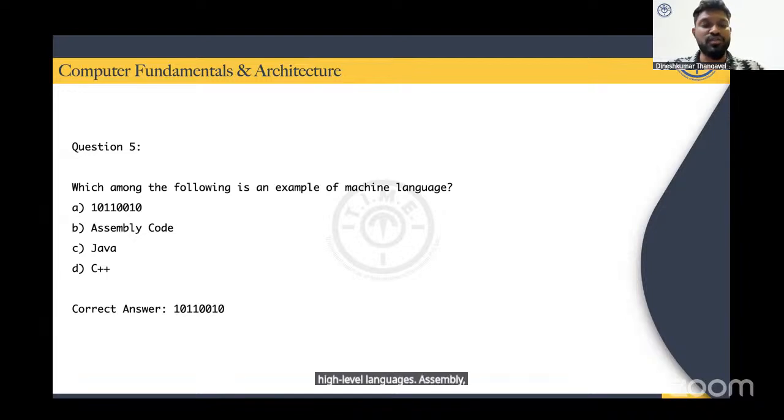Assembly, when you talk about that particular option, assembly code, it is symbolic, not binary. Java and C++, like I told you, are high-level languages. So machine level language is binary. Sometimes they will give you the word binary. Sometimes they can give you an option like this too.